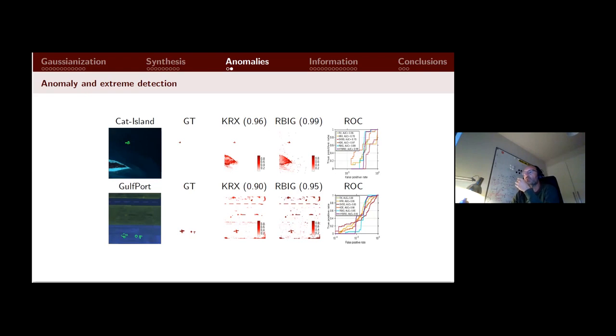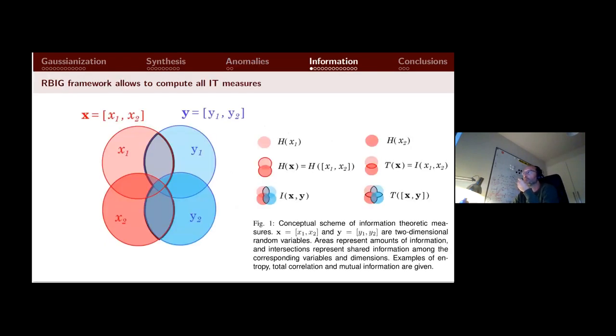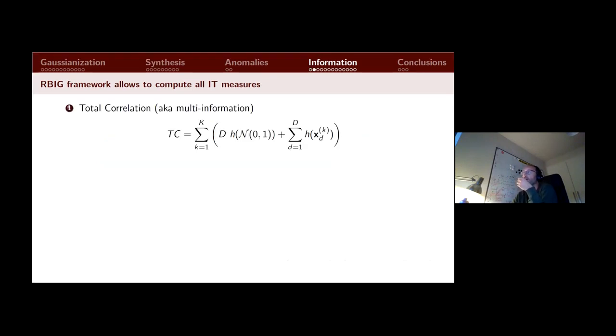Okay, so far so good. But there are more interesting things about this method, I should say. Remember that in every iteration, we were reducing the mutual information towards zero. This is a classical measure of dependency between random variables in the end. But actually, RBIG can be used to estimate mutual information, but many other quantities as well, information theoretic measures.